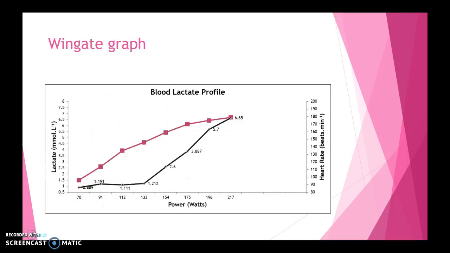By looking at the graph, we can see the athlete's lactate threshold is around 1.212, and the OBLA is 3.887. From this, we can see what would change if the athlete were to train for a period of time. If the athlete trains, their lactate threshold will kick in much later and let the athlete cope with a higher amount of power before fatiguing and becoming tired.